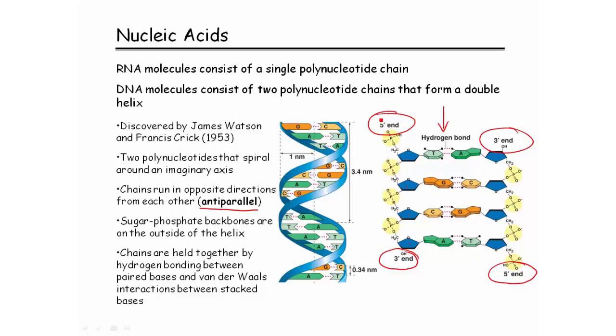Be familiar with the general structure of DNA, the fact that it is a double helix. It's always a double helix. RNA, on the other hand, is going to be a single nucleotide chain. So it is a single-stranded molecule, and that single-stranded molecule is going to be able to take on a lot of different shapes inside the cell. Because RNA can take on a lot of different shapes, it will be able to do a lot of different functions inside the cell.